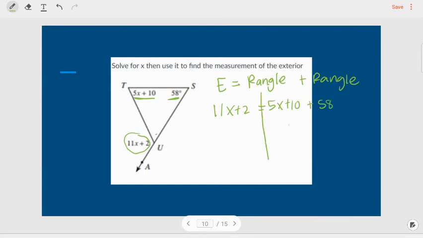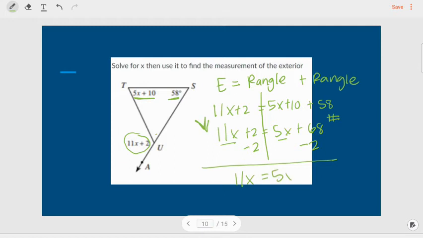Draw my line down, my equal sign, and combine my like terms. I have 11x plus 2 is equal to 5x plus 68. Which side has the bigger variable? That's 11, that's 5. I'm going to make this my variable side and this my number side. If this is my variable side, get rid of the 2, it doesn't have a variable. And I'm left with 11x is equal to 5x plus 66.